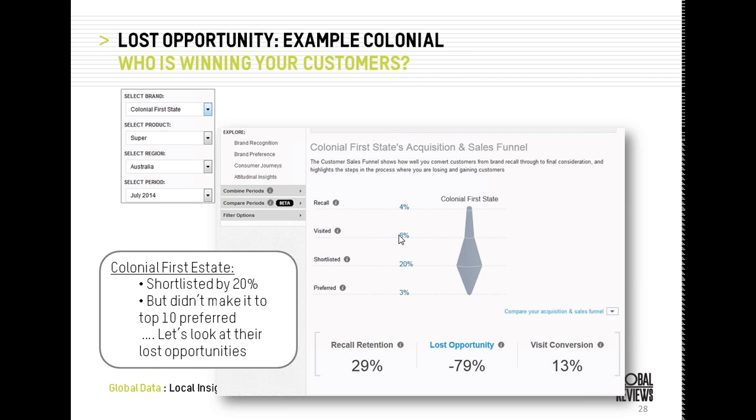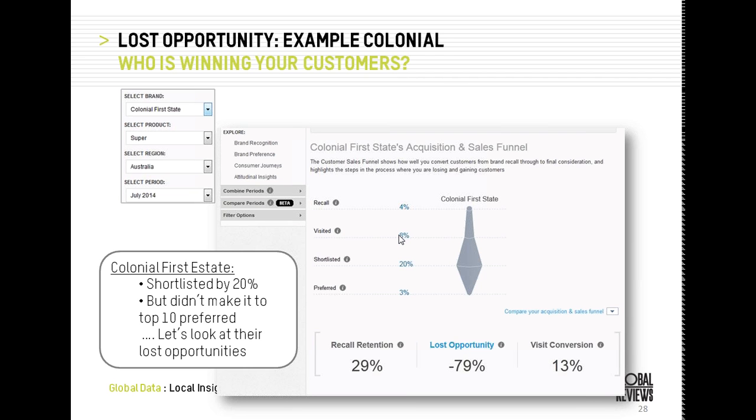So let's look at the example of Colonial and their lost opportunities and who is winning their customers. You can say every time you get to the shortlist, in an ideal world, you should be preferred. Now that's obviously not always the case. So they had 20% shortlisted them, but they didn't make it to the top 10.